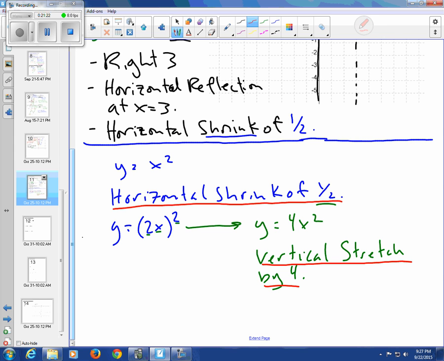Now it's not always true that we see that relationship between a horizontal shrink of 1/2 and a vertical stretch by 4, but generally there can be a relation between a horizontal shrink and a vertical stretch, or a vertical shrink and a horizontal stretch.